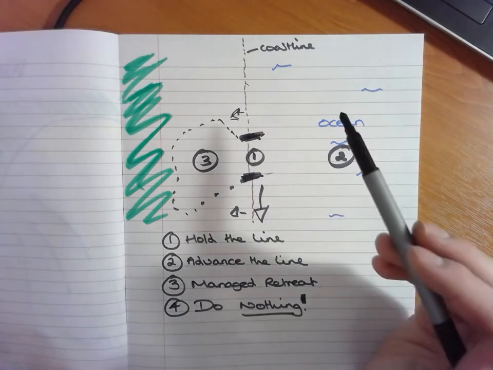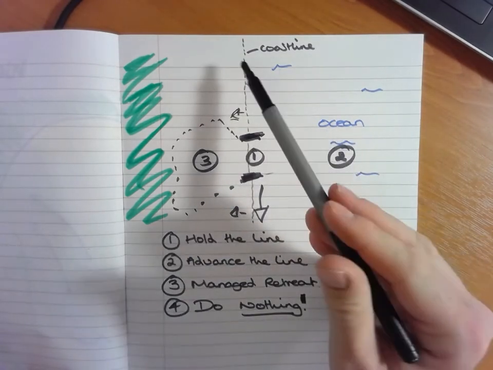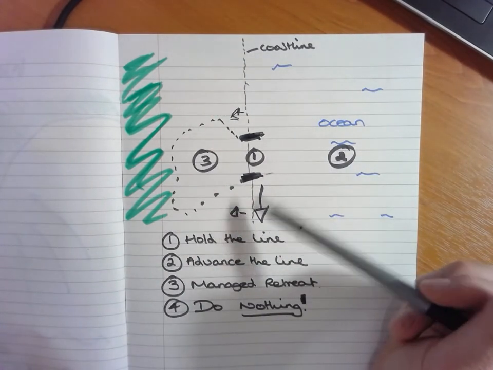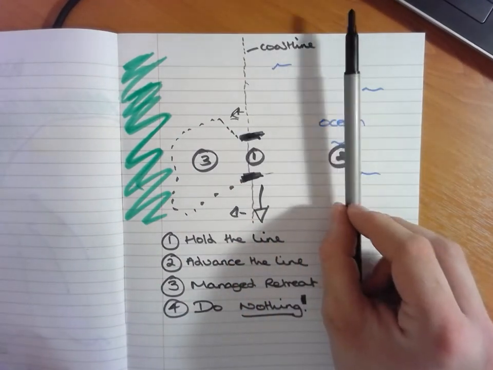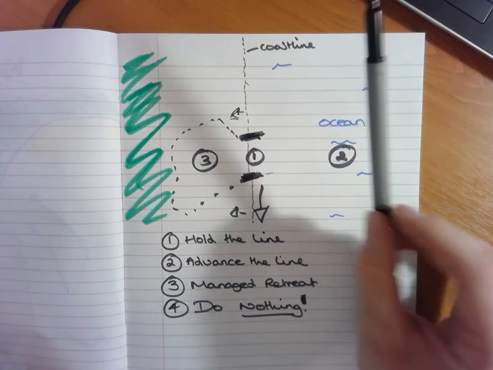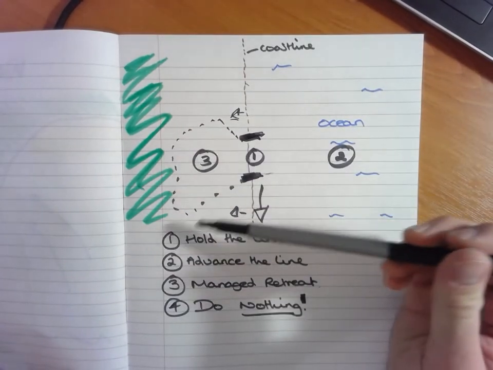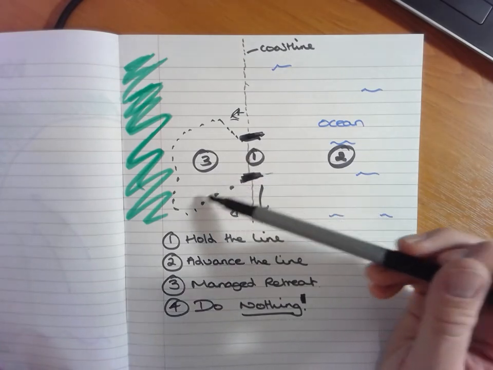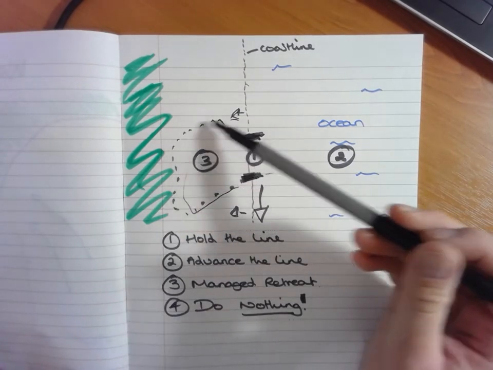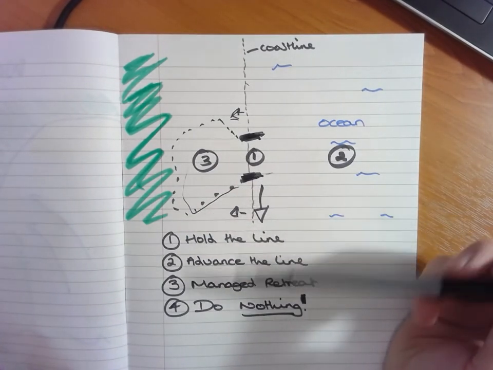So I do hope that helps. And number one, hold the line. Holding the line in its current position. Number 2, advancing the line, building something offshore in order to reduce the wave energy. Number 3, manage retreat, where you manage where you would like the erosion to take place, or where actually you're going to allow the erosion to take place, normally in order to protect somewhere else downstream. And number 4 is do absolutely nothing.